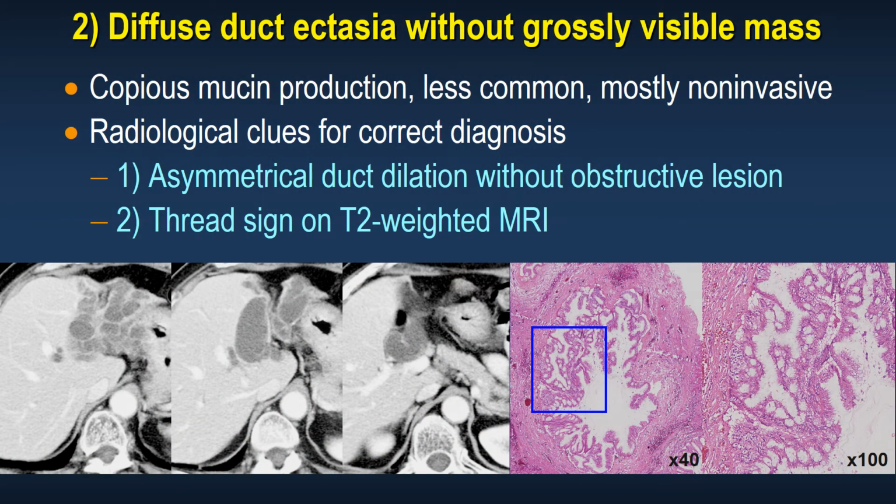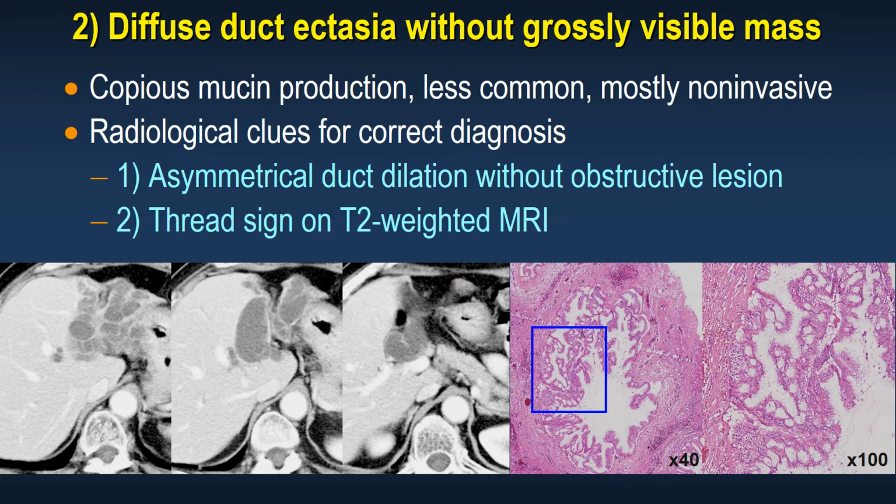The second type of IPMB also has diffuse duct ectasia due to vigorous mucin production, but a grossly visible mass is not identified. It is less common than other types, but mostly shows non-invasive lesion. Although papillary lesions are not visible, correct diagnosis can be suspected when there is duct dilation involving only one segment of a lobe in the absence of stricture or obstructive lesion.